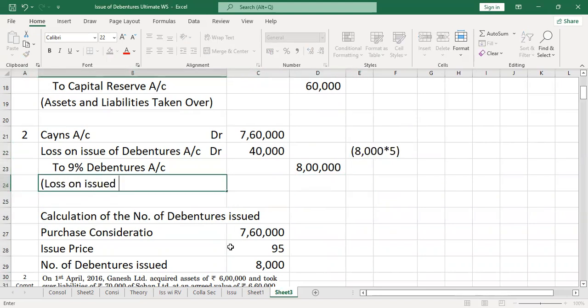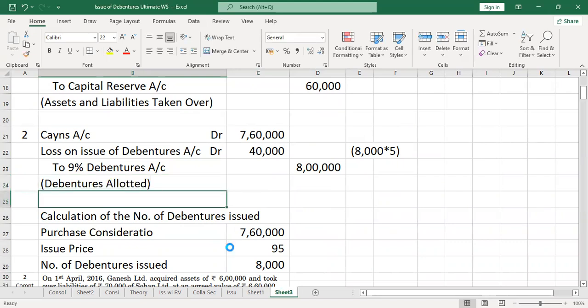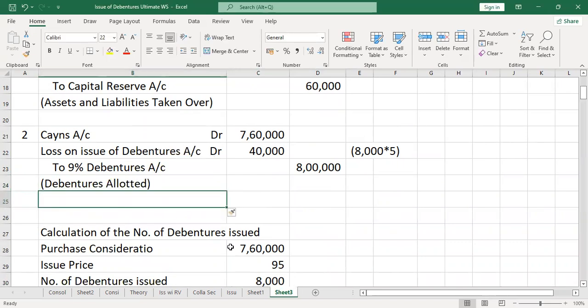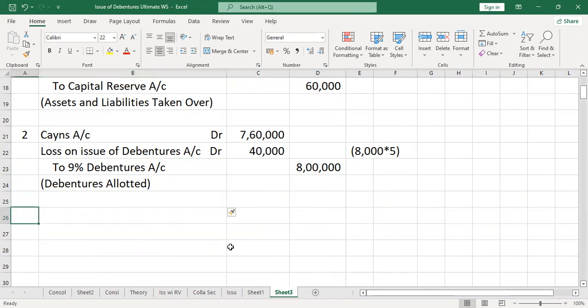Loss on debentures allotted. So does the sum get over here? No. Whenever there is loss on issue of debentures, you have to transfer it either to securities premium reserve or securities premium account, or you have to transfer it to statement of profit and loss account. When will you transfer it to securities premium? If there is securities premium, you will transfer it to securities premium.